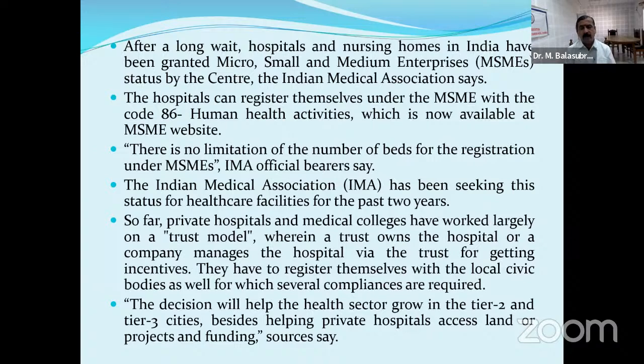So you have to remember, when you are applying to MSME, you have to apply under code 86. That is Human Health Activities, which is now available on the MSME website. Code 86, Human Health Activities. There is no limitation of the number of beds for the registration under MSME. For insurance purposes and other things, we have a minimum bed strength. So a hospital in a rural area may not have sufficient bed strength. So no bed strength is required for MSME.